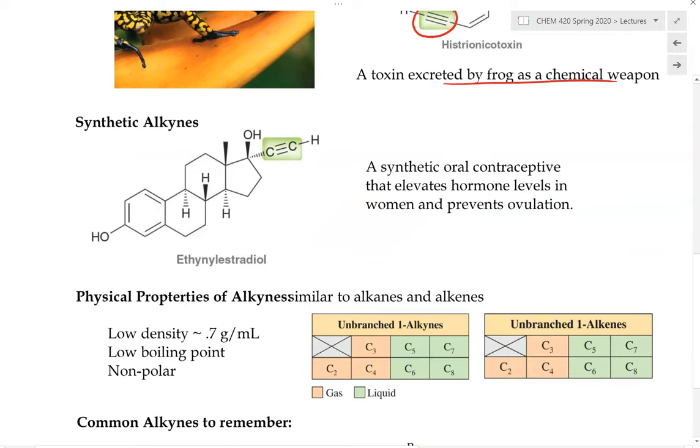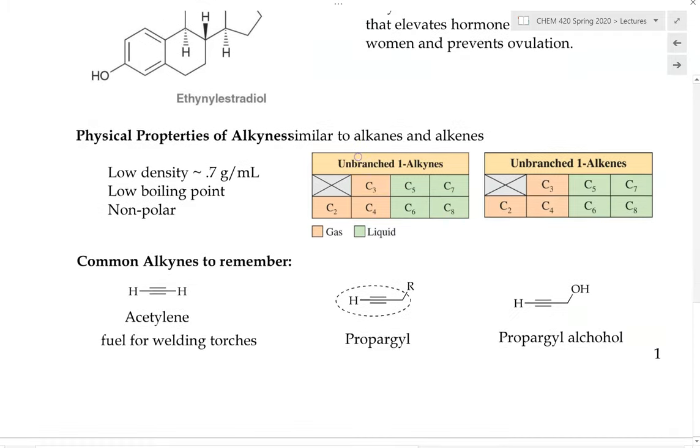And synthetically speaking, here's an example of it. This is basically an oral contraceptive, in which we see that there is an alkyne in here as well. So this molecule right here is derived from cholesterol, and it is basically a synthetic cholesterol with an alkyne in it.